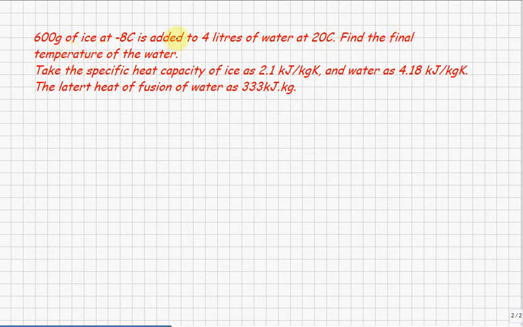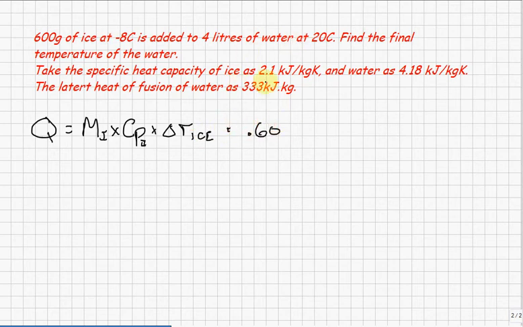And we're given some specific heat capacities and the latent heat of fusion of water. So let's first of all do the sensible heat of the ice. If I do that, I'm going to have the mass of the ice times the specific heat capacity of the ice times delta T of the ice.